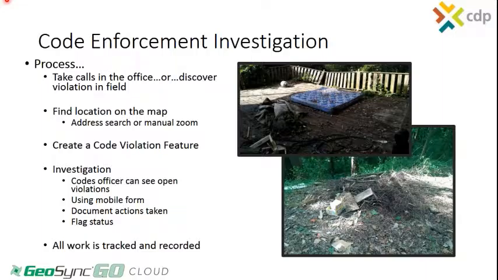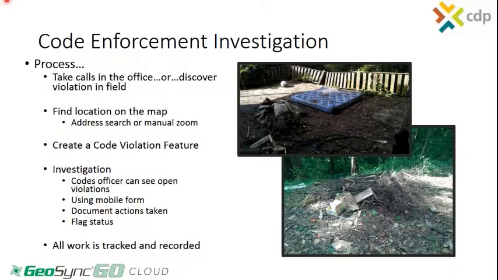We, of course, want to find that location on the map so we can mark where it is. Typically, this would be done by an address search, or it could also be done using a manual zoom of the map or our GPS location. So we want to allow for that. We also need to create a feature for that violation after we find the location. Once we've identified and entered a feature for the violation, we'll want to do an investigation.